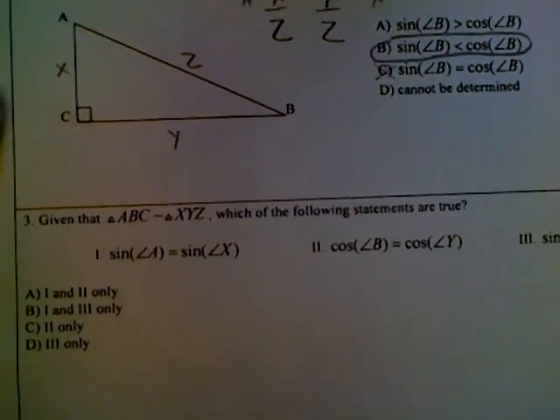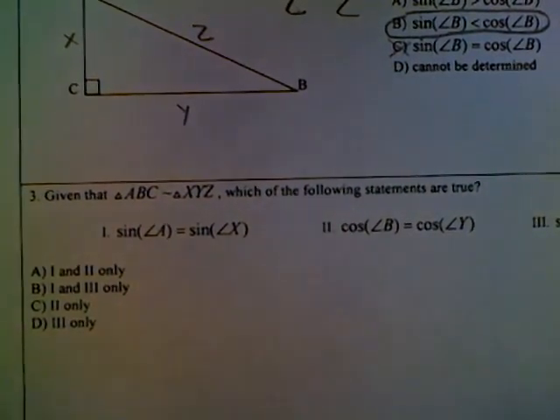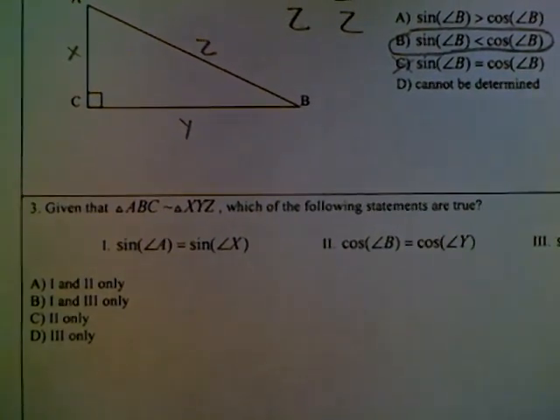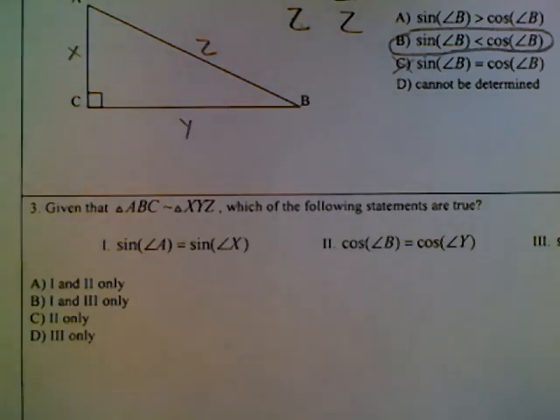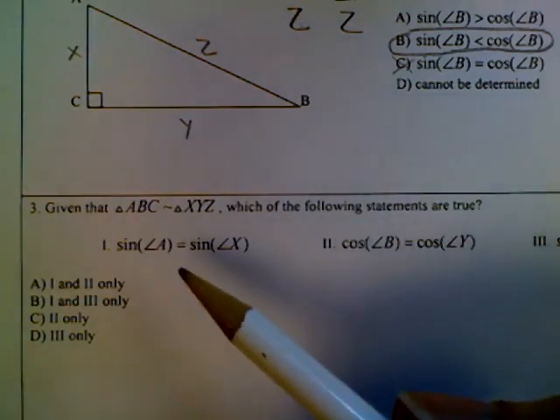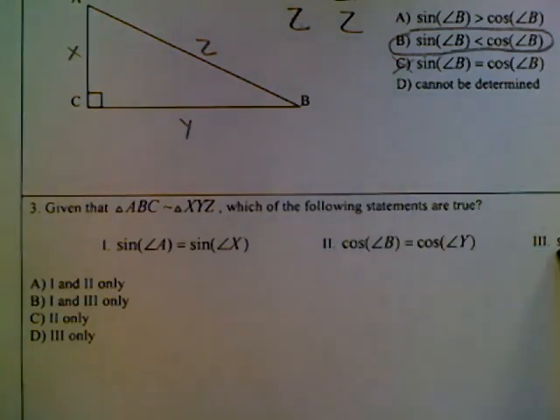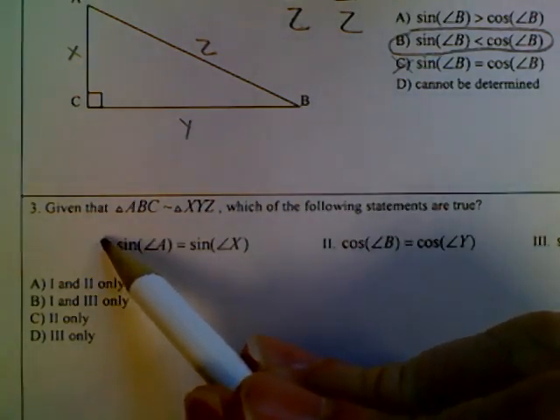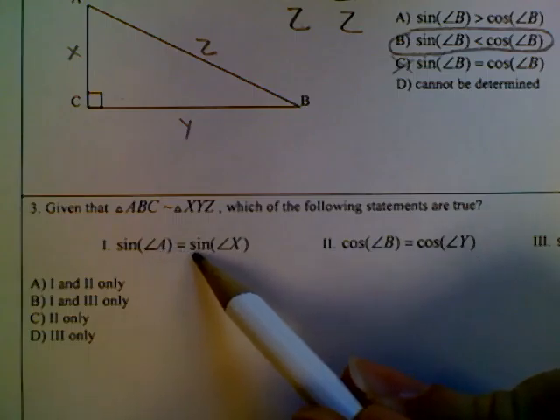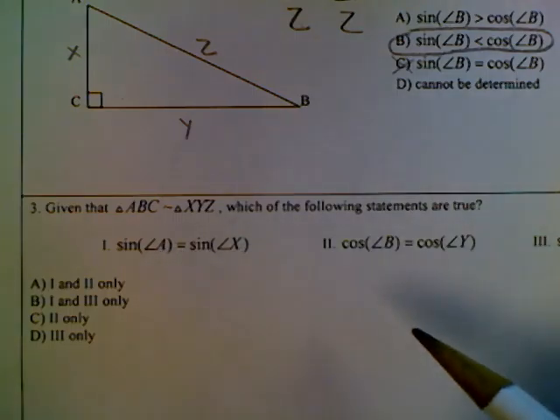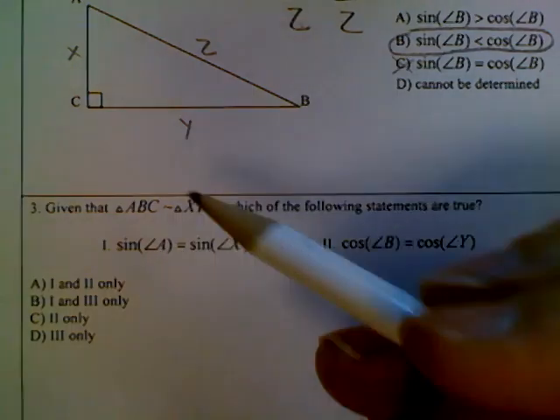Moving on to number 3. Okay, got no picture at all for this one. And we don't really need a picture for this one, although I'll probably draw one. Which of these statements are true? Well, maybe more than one, so we better check them out one at a time. First statement here, sine of angle A, is that equal to sine of angle X? Without a picture, how can we tell?